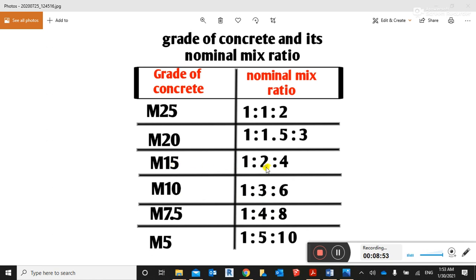In M15 1:2:4, 1 portion of cement, 2 portions of sand, and 4 portions of aggregate. In M20 1 portion cement, 1.5 portions of sand, and 3 portions of aggregate. In M25 1:1:2, 1 portion cement, 1 portion sand, and 2 portions of aggregate.